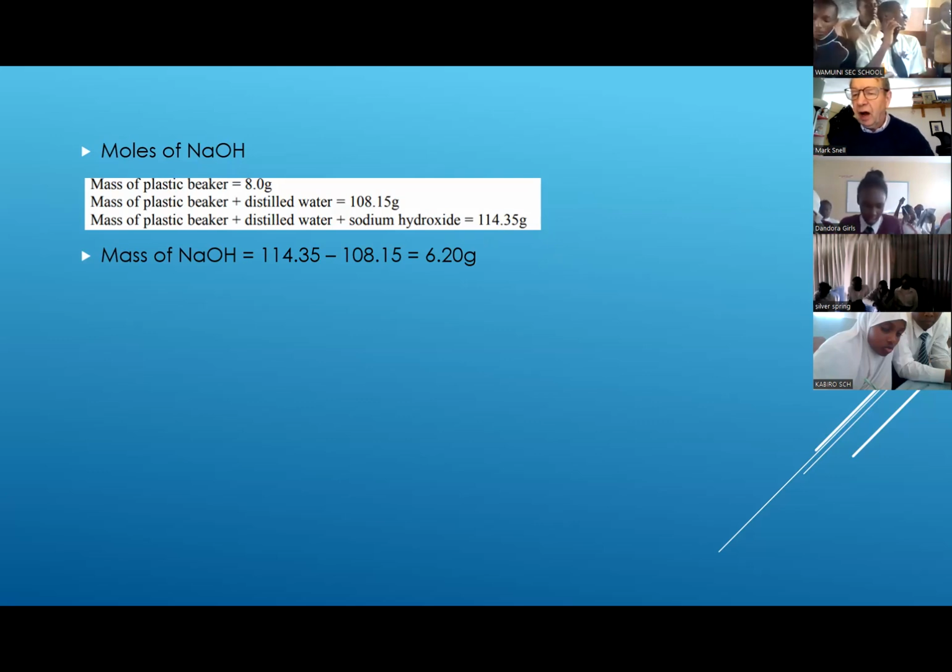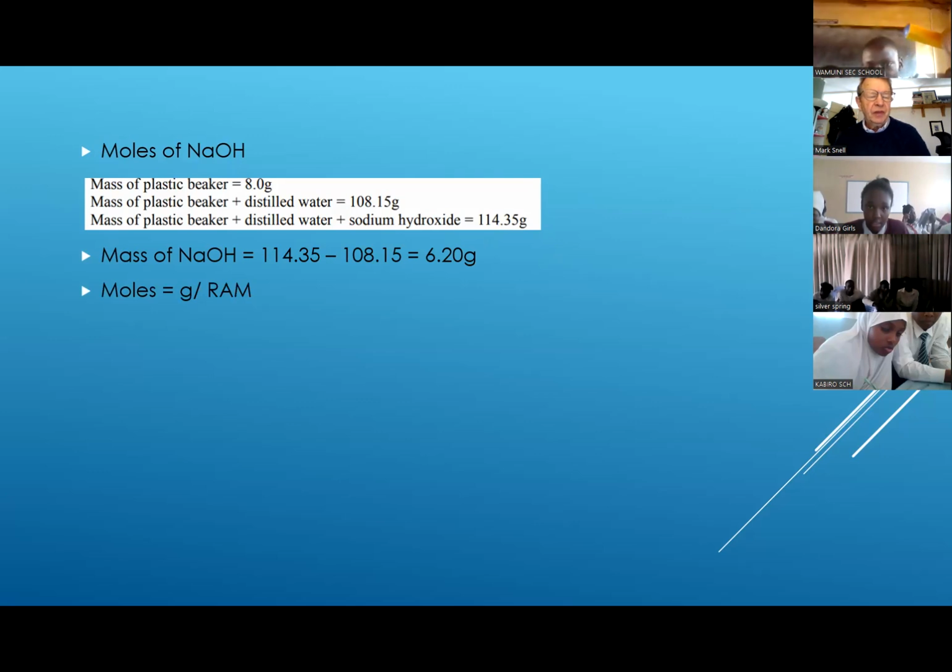Moles is grams over RMM. 6.2 divided by 40 is 0.155. Don't worry if you're not following this at the moment. We will go through it again.